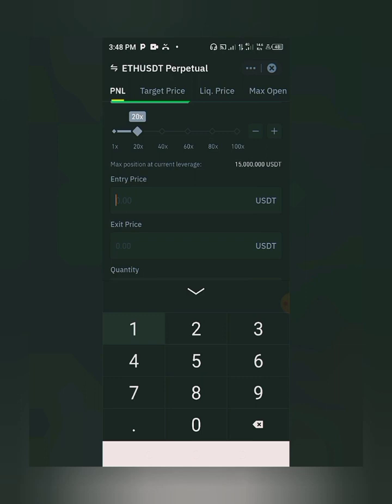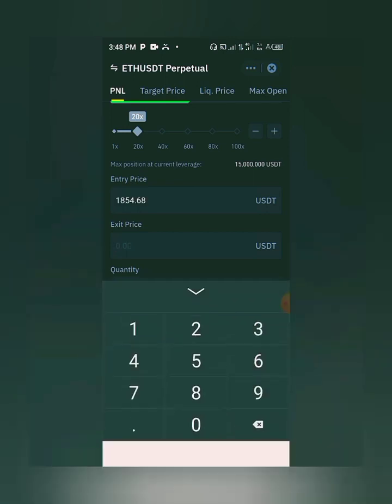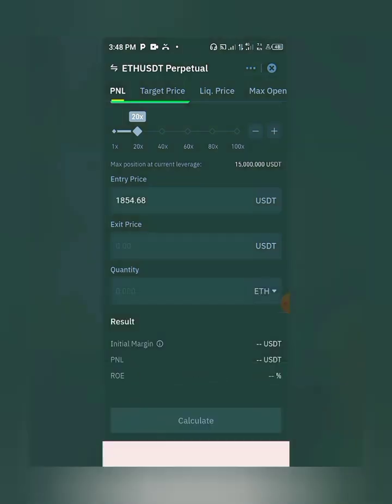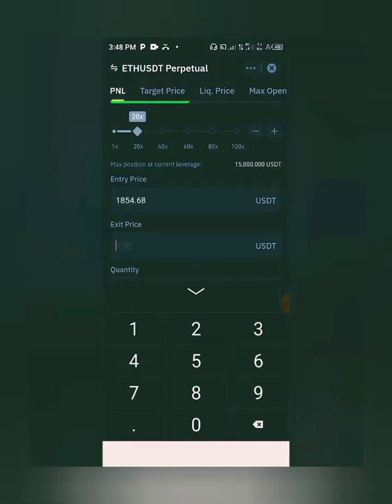Now let's go back to our calculator to compute the price. So we said it was 1854.68. Then our exit price, since we are buying, that is, since we are longing, our exit price should be higher than the entry price. So let me input something higher, so now we are going to make a lot of money.